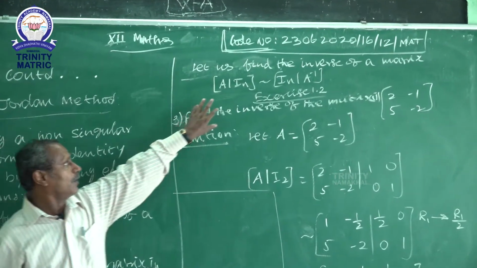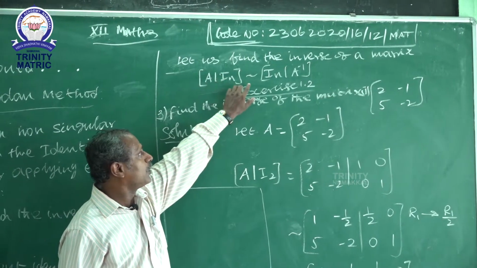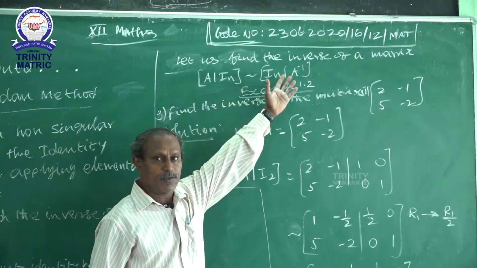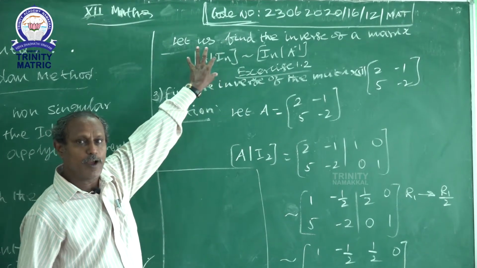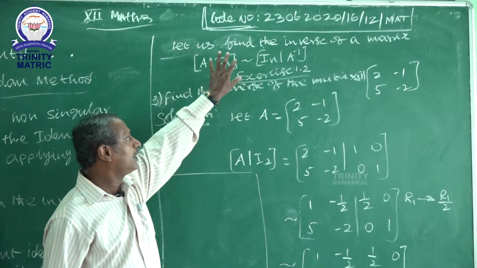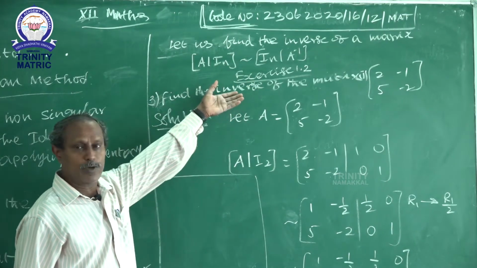That means the augmented matrix of A with the identity matrix is equivalent to the identity matrix with the inverse. To augment means we have to join the given non-singular matrix with the identity matrix of the given order. For that we are going to see one example.